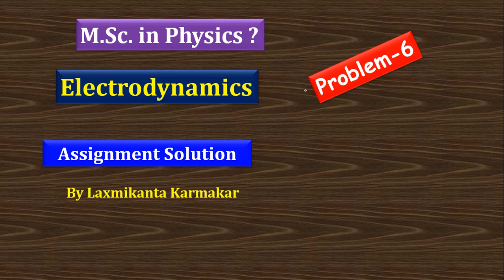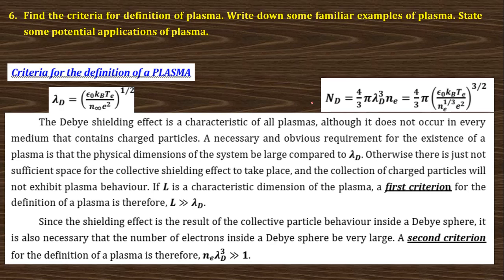Welcome to this video. Today we want to discuss problem number 6 of our internal assessment. Number 6 says: find the criteria or definition of plasma. The next one is to write down some familiar examples of plasma, and the third one is to state some potential applications of plasma.